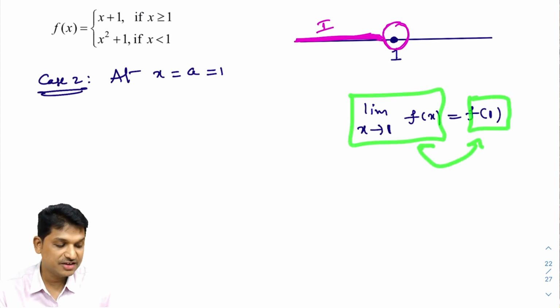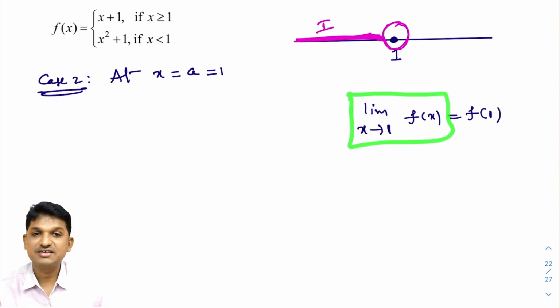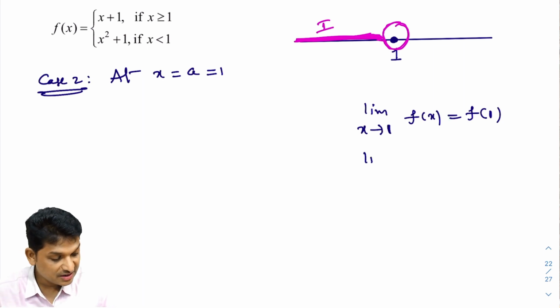If both values are same, then I say that this function is continuous at x equal to 1. Here, the difficult part is calculating limit x tends to 1, f of x. Why is it difficult? Let me explain. I need to calculate limit x approaches to 1, f of x.